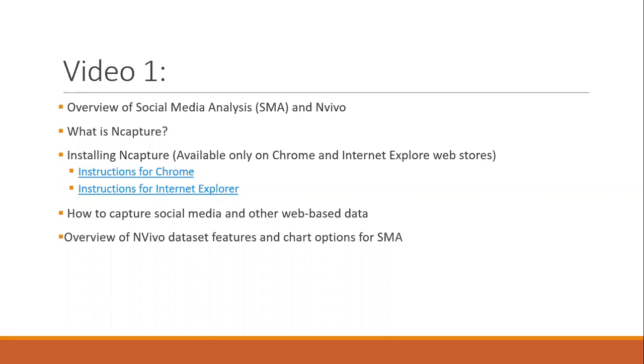NVivo does this by utilizing the InCapture tool. InCapture is a browser plugin that lets you pull data from a variety of social media websites, including Facebook, Twitter, YouTube, web pages, online PDFs, and LinkedIn.